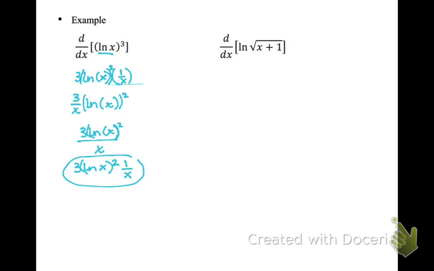So we have d/dx of the natural log of the square root of x plus 1. Inside of the natural log, we have to find the root of that and use the u prime over u. I would do the natural log of x plus 1 to the 1/2.